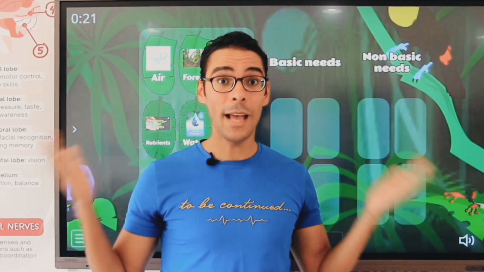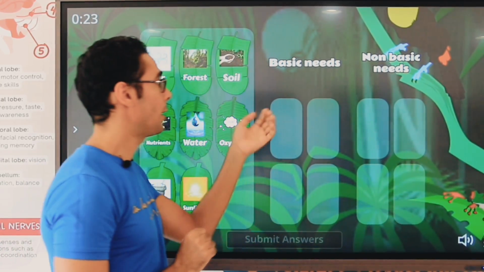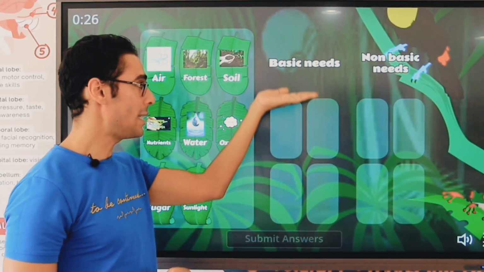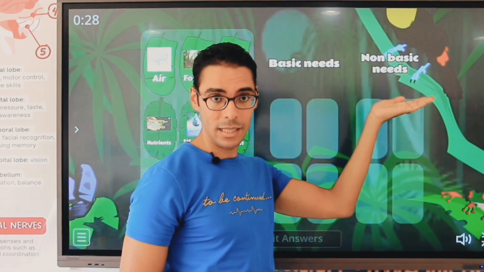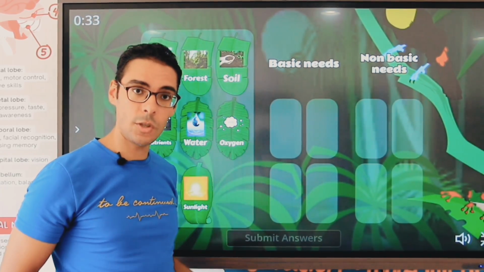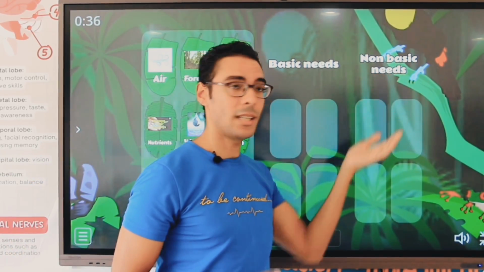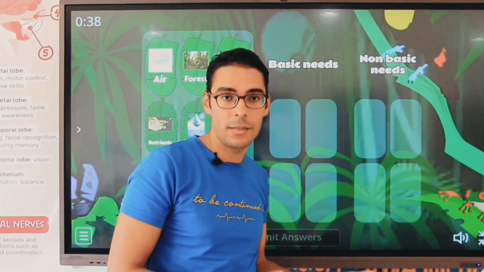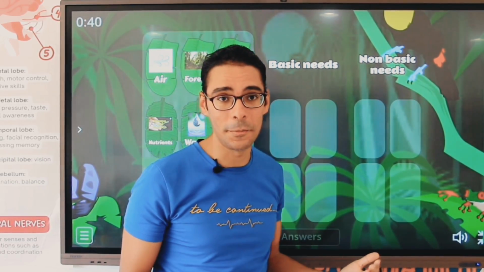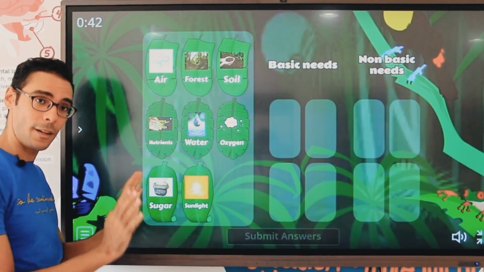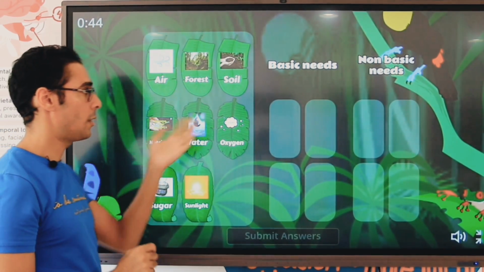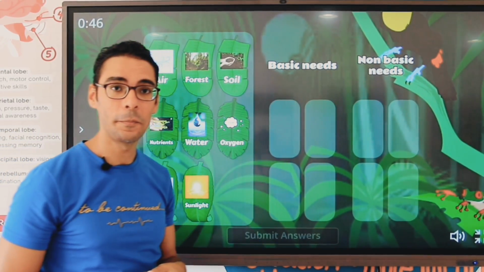And now we have a new game. Let's play it. But here we need to differentiate between basic needs and non-basic needs. The basic needs are the essential needs of plants. The non-basic needs are the non-essential needs of plants. These are just synonyms. Let's try to classify them. The air, what do you think? Is it a basic or non-basic need?